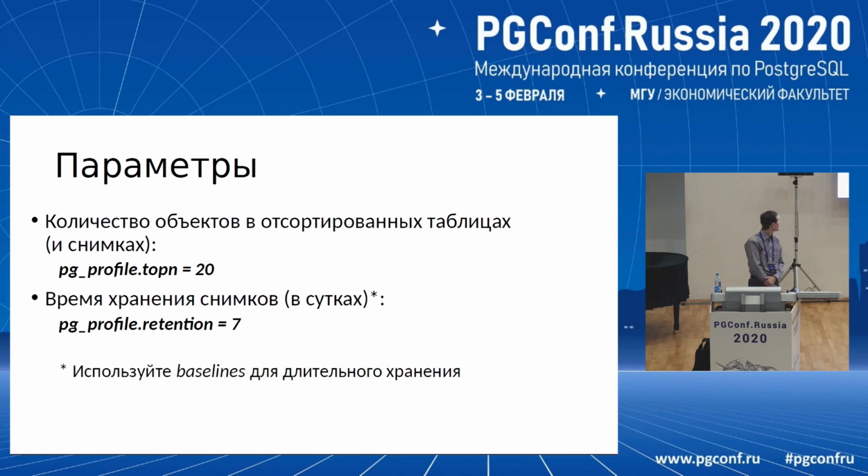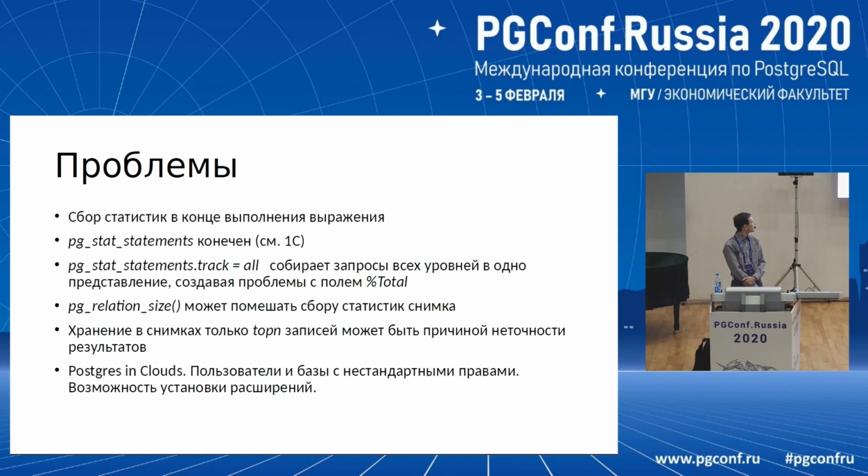Now, the parameters of the extension itself. The pg_profile.topn is how many queries, how many tables, and the top sorted lists we are going to be collecting into our snapshots, and how many we are going to be showing in our reports. And the retention is how much storage time we have in days, and the server allows us to override this.